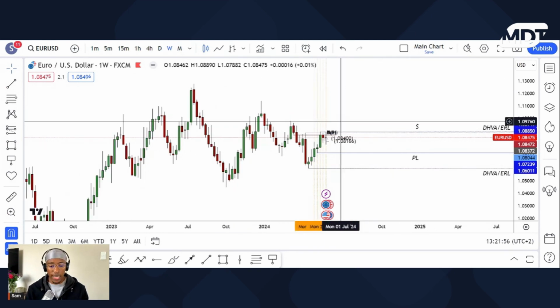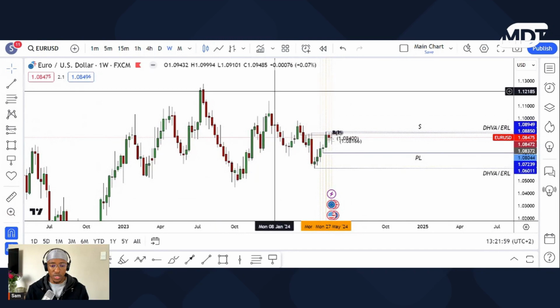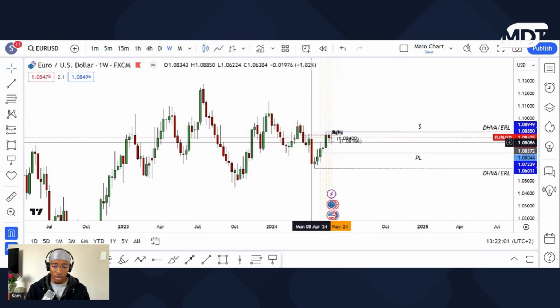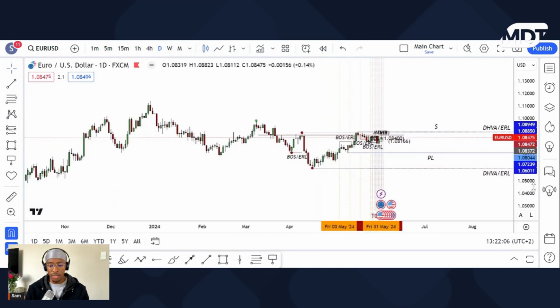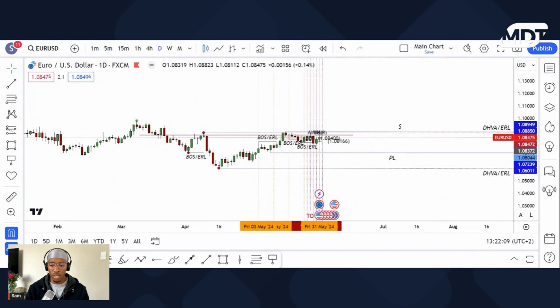So starting on the weekly, nothing much on the weekly. I'm sure if I wanted to read between the lines, I could, but I don't want to force anything. So just starting on the daily, which I think is more than clean enough.